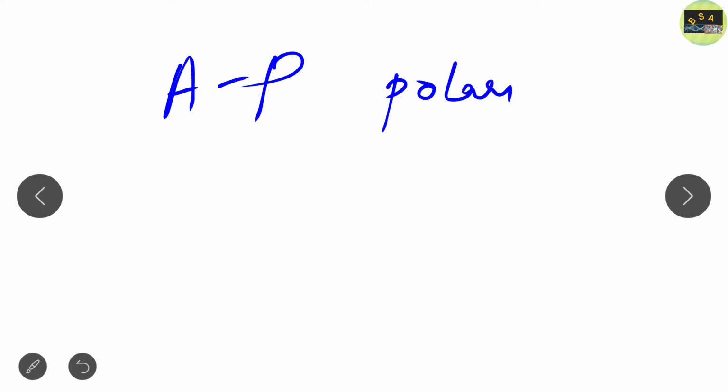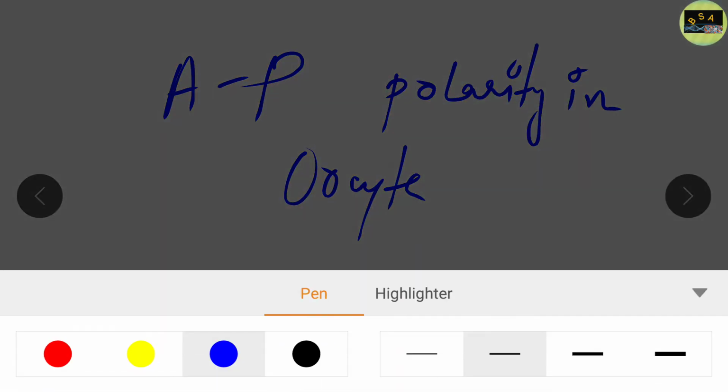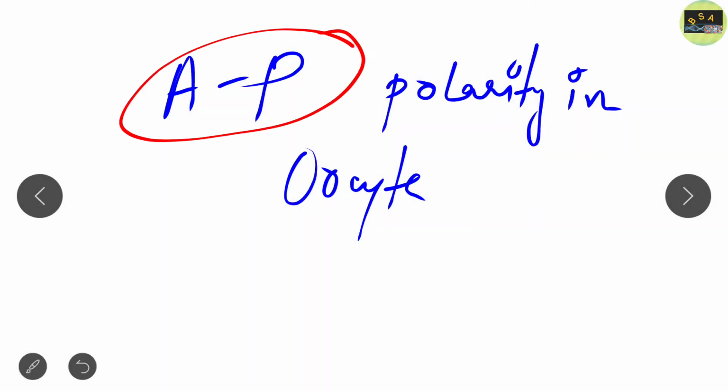Now for today we will discuss a very important portion of the axis formation in Drosophila. That is the anterior posterior polarity in the oocyte. That is, how the anterior and posterior polarity is established in the oocyte of Drosophila. So basically we are going to discuss this topic today.